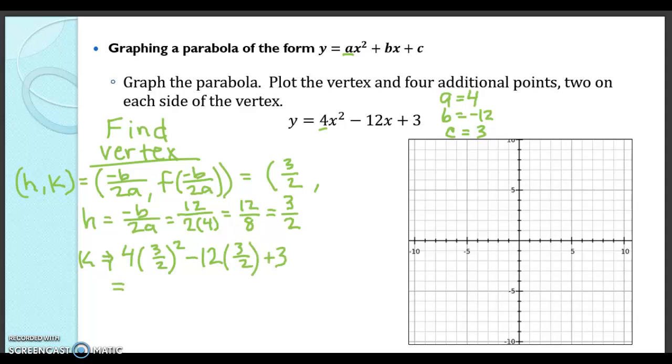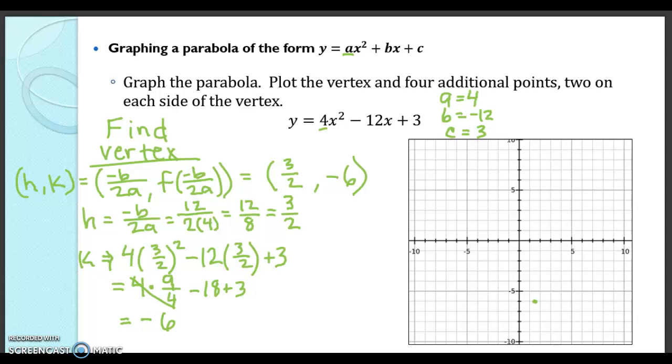So after we do all that, let's do some of this. This is going to be 4. 3/2 squared is 3/2 times 3/2. So that ends up being 9/4. So 9 up there. And then 12 times 3/2 is 18 plus 3. So these end up going to 1, and we'll end up getting a negative 6. So the y value at that x value is negative 6. So we'll go to 3/2, which is 1.5, and then down to negative 6.